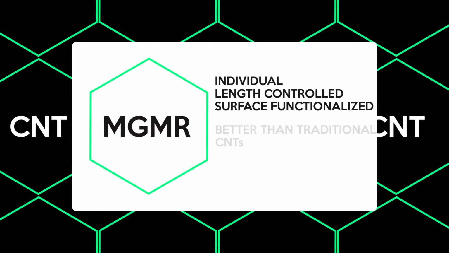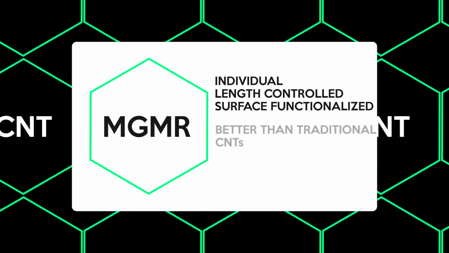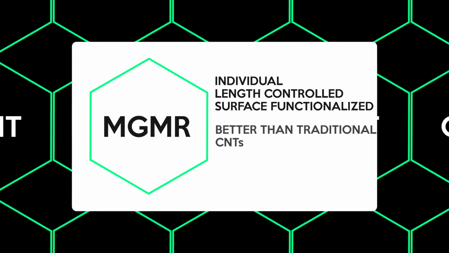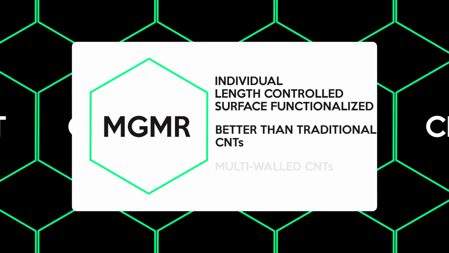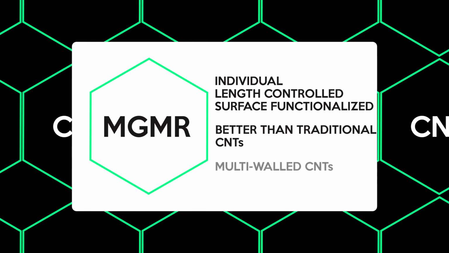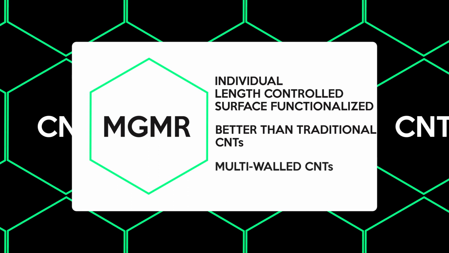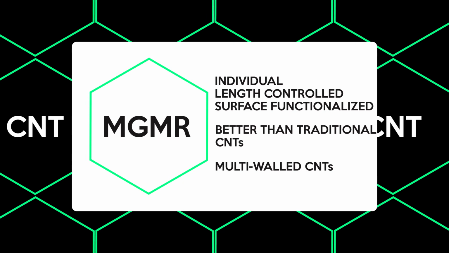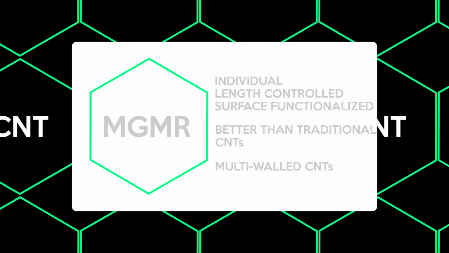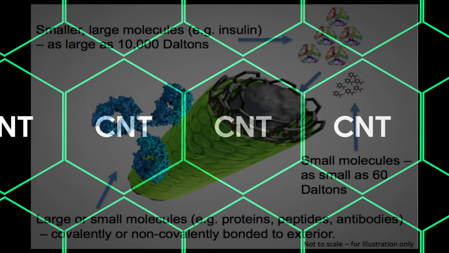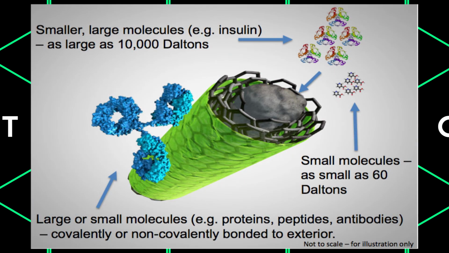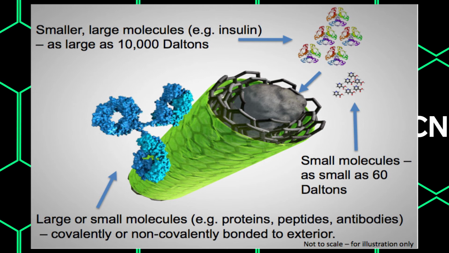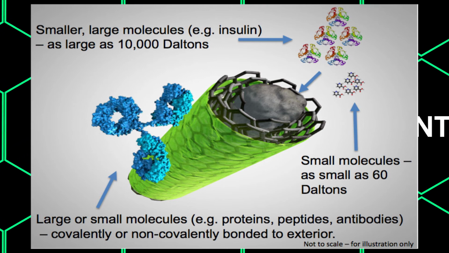Drugs can be loaded inside the hollow tubes of MGMR or bonded to the exterior. Unlike traditional carbon nanotubes, MGMR is composed of individual, discrete, dispersed, length controlled, surface functionalized, multi-walled carbon nanotubes. The modified carbon nanotubes have relatively long length and small diameter. Due to this fact, they can enter cells and also cross the blood-brain barrier.